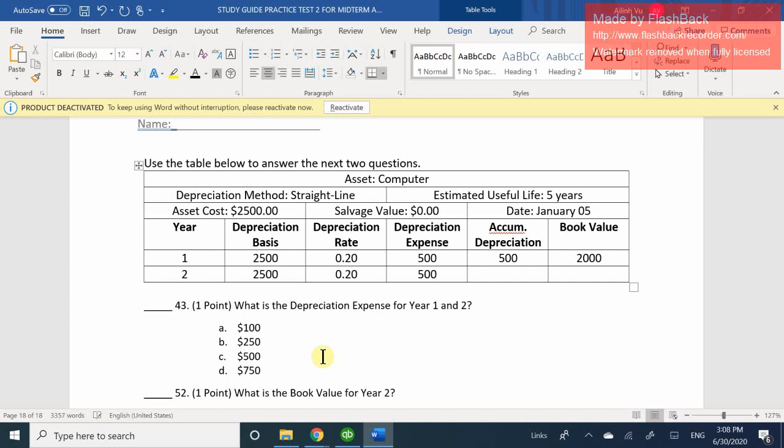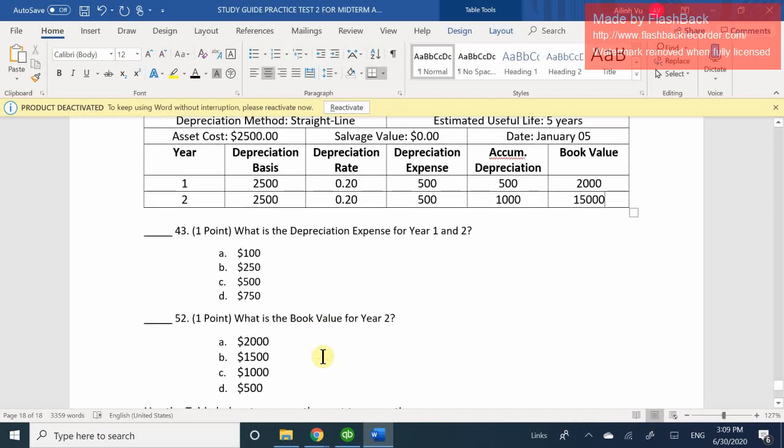Okay. So that means we adjust for the accumulated depreciation and the book value. So in year 2, we are adding depreciation expense to the accumulated depreciation from the previous year, which gives you the 1,000. Good. So now 1,000 taken from the 2,500 is 1,500 book value. Good. All right. So let's go ahead and answer the next 2 questions, okay?